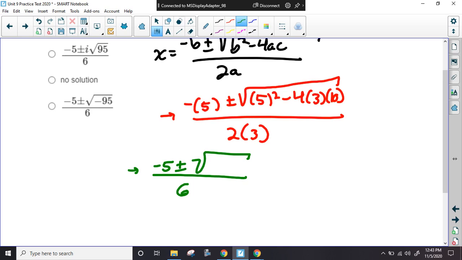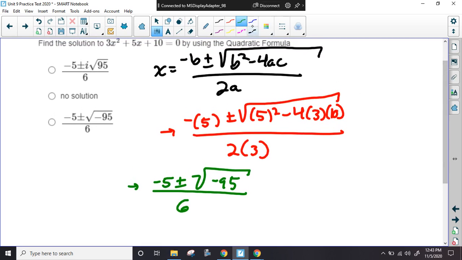All right, so 5 squared minus 4 times 3 times 10 gives us negative 95. Okay. Now, I put these on here because used to, when you try to take the square root of a negative, we used to say this was no solution. That's actually not a thing anymore because now we know about imaginary numbers. Some people would choose this because they would have been like, oh, that's what I got on my paper. But this is actually not the answer either.